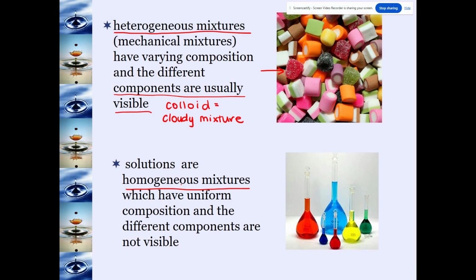A true solution not only is uniform, but you cannot see any components. So it has to be clear or transparent. It can have a color. Some of these solutions have a color. If they don't have a color, we call them colorless. But clear represents the fact that we can see through them. They are transparent. Okay?